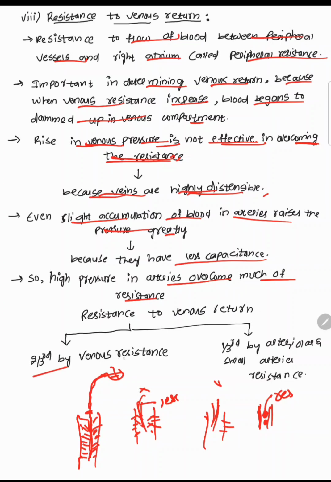Resistance to venous return: two-thirds is offered by venous resistance and one-third by the arteriolar and small arteries. Remember that from the veins the blood moves to the right atrium. To this blood moving to the right atrium, there will be a resistance. This resistance can be overcome only by the arteries because arteries have less capacitance, whereas veins are highly distensible. They can accommodate blood, and this accommodated blood exerts a pressure, but that is not enough to overcome the resistance. So veins accommodate more blood, whereas arteries can overcome it and move forward.